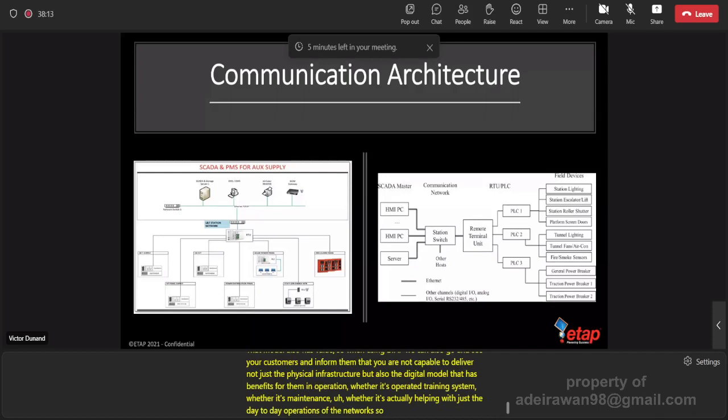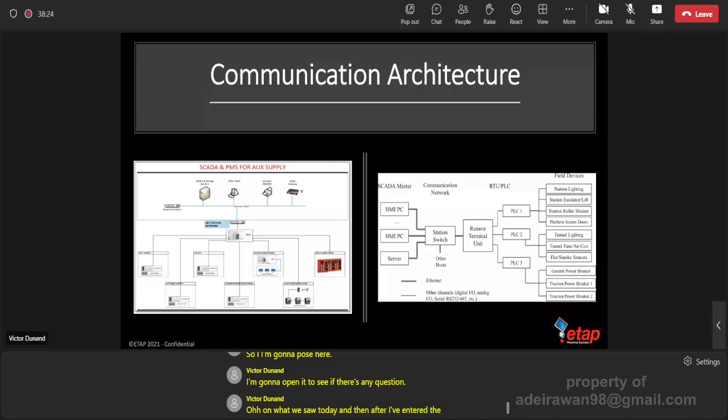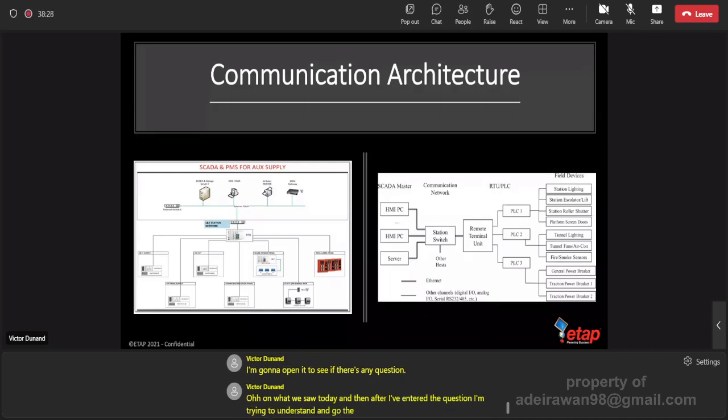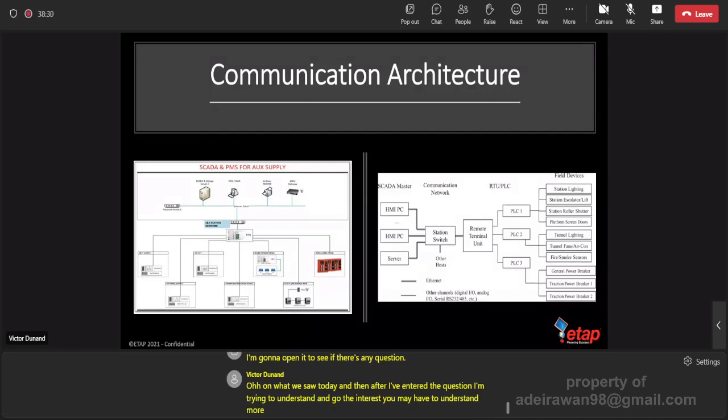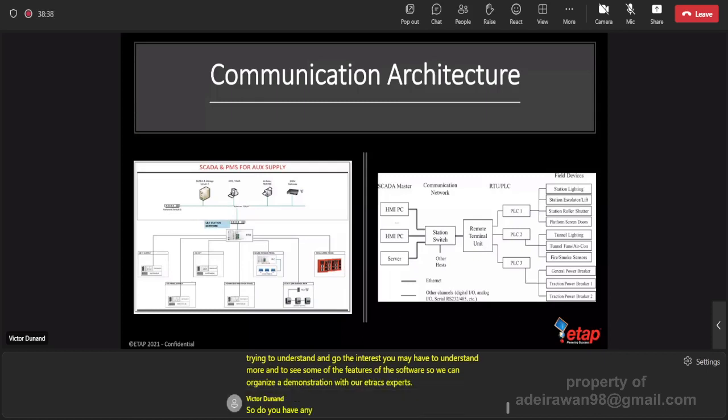So I'm going to pause here. I'm going to open it to see if there's any question on what we saw today. And then after I've answered the questions, I'll try to gauge the interest you may have to understand more and to see some of the features of the software, so we can organize a demonstration with our eTrucks experts. So do you have any questions to start with?